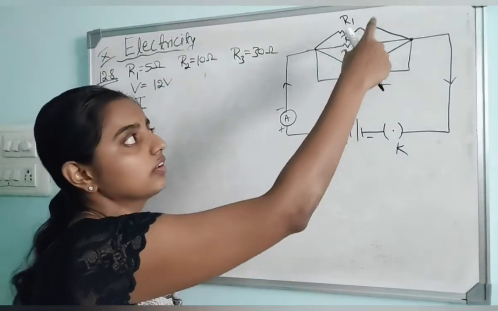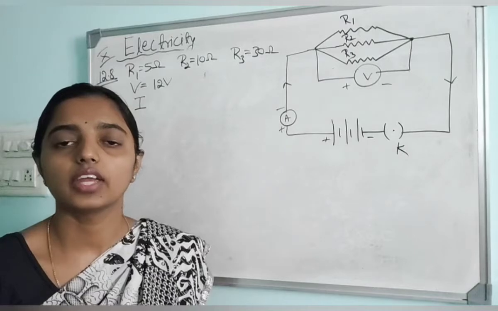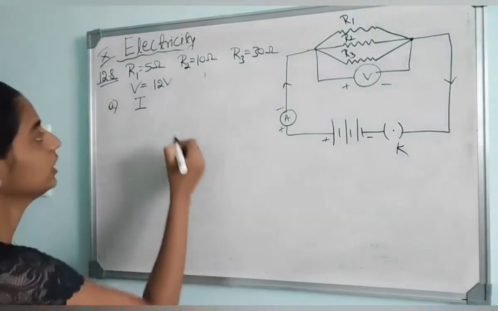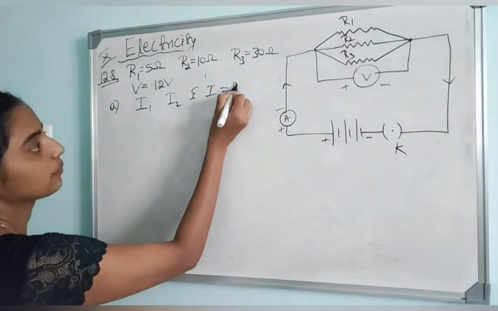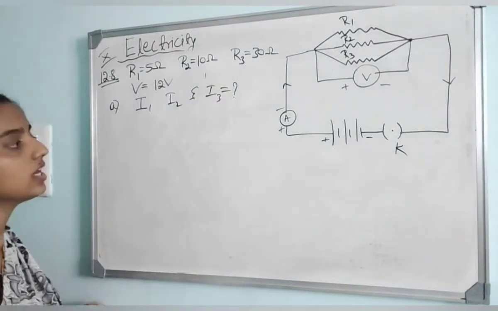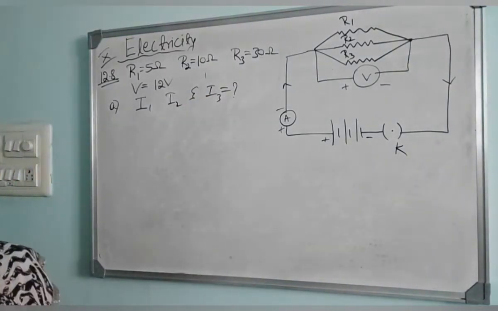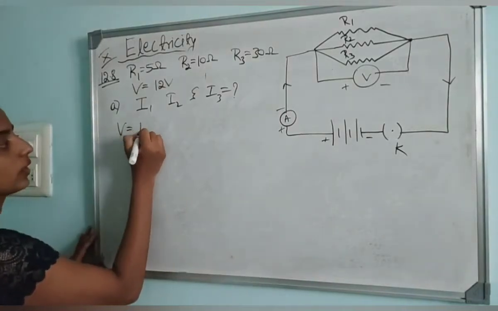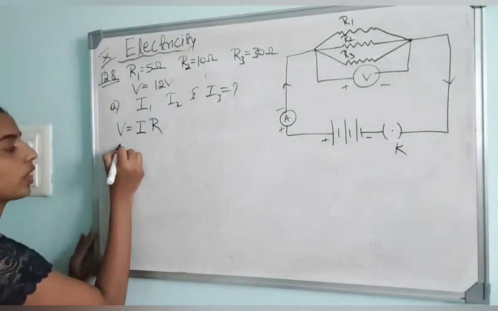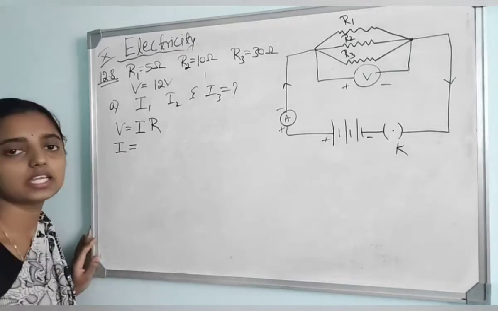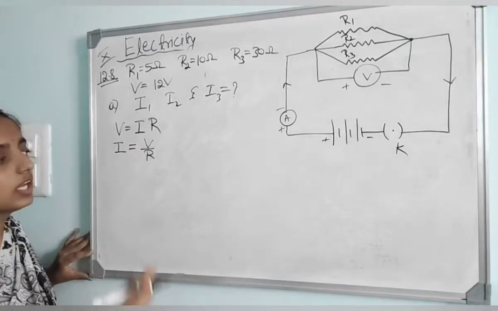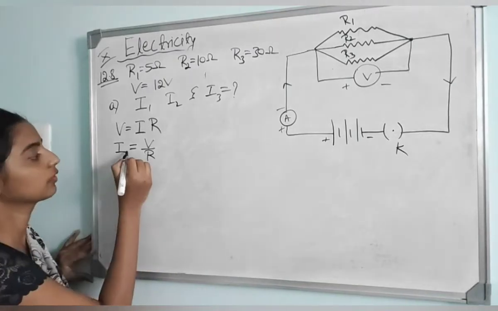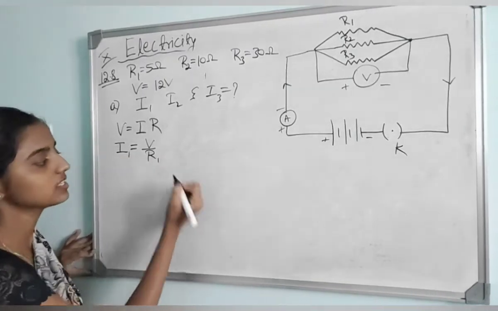So if it is R1, let us take the current there as I1. So we need to find out I1, I2 and I3. Okay, so what is the formula? Same thing, that is nothing but Ohm's law. V is equal to IR. So modify this one, we will get I is equal to V by R. So based on the question, let us just alter the formula. We will name it as I1, let us name it as R1.